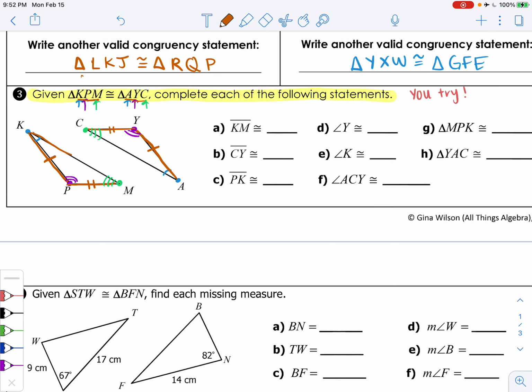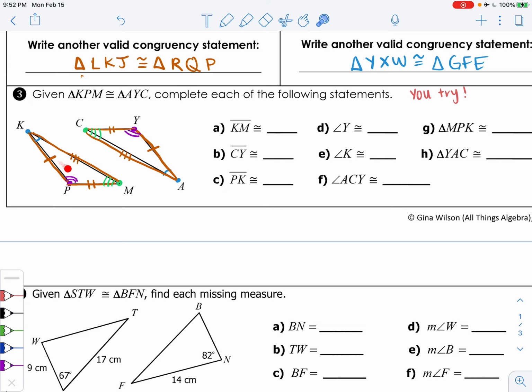And then we've got our last line here. Notice I'm connecting the green and the blue in both of the two triangles because green and blue are corresponding. So that's how we can read the statement and show it visually. But now let's fill in the blanks. So the first one says KM. What is KM congruent to? Well, let's look at the image.